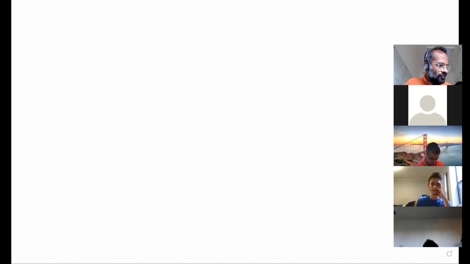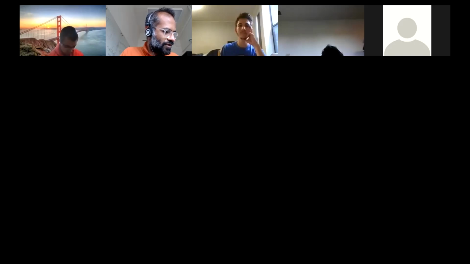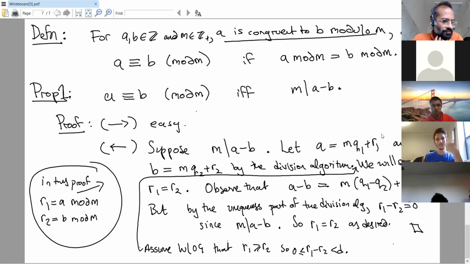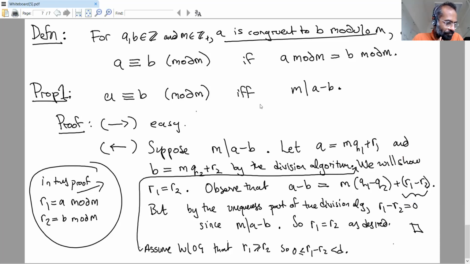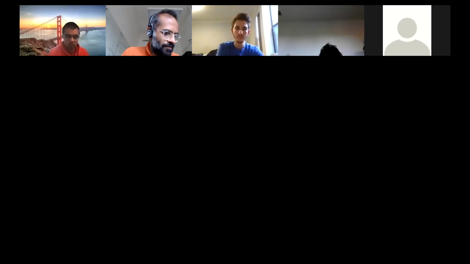So this is the previous proof I was looking at, right? This is the line we just discussed. That A is congruent to B modulo M if and only if M divides the difference. And I use this fact about uniqueness in the division algorithm. Okay, so now I'm going to use this to derive some interesting properties of modular arithmetic.